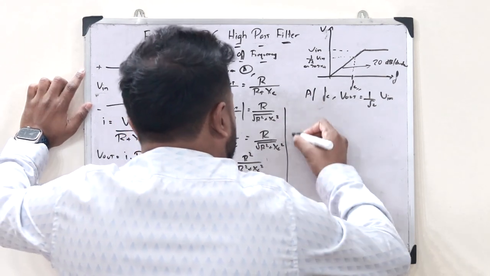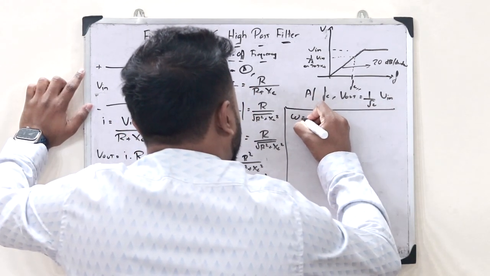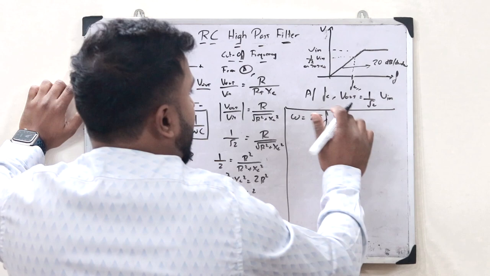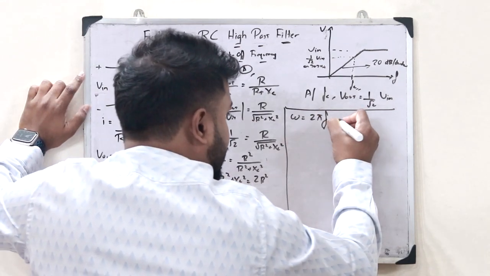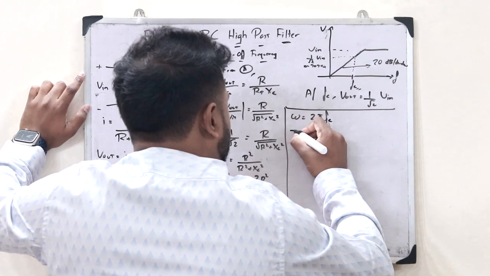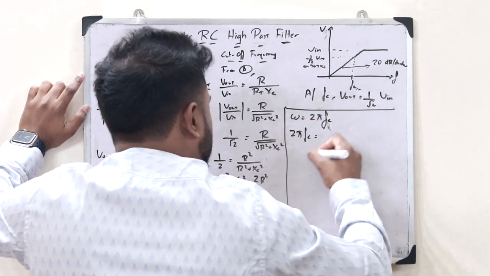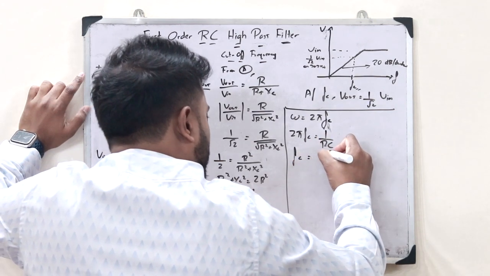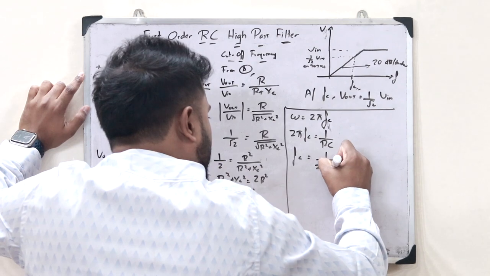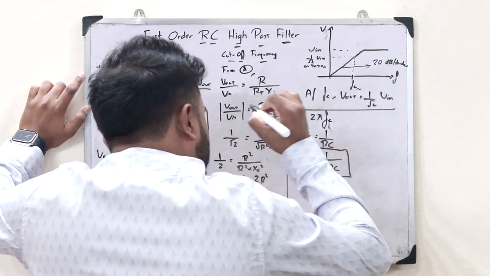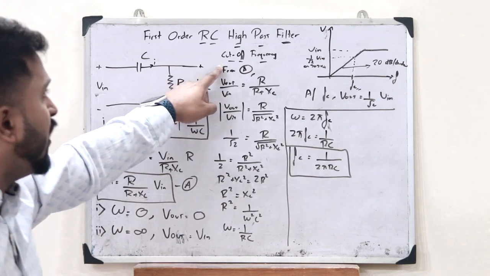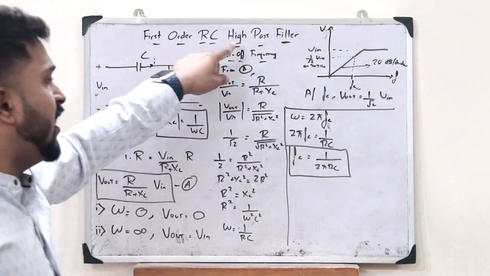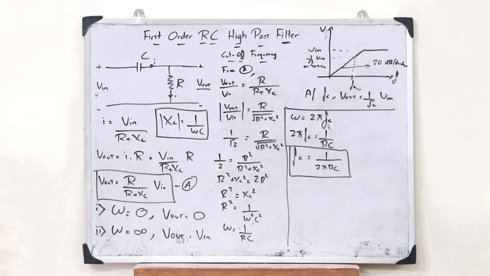But we know that the value of omega is nothing but 2 pi f, where this particular f is the cutoff frequency fc. So we could write this as omega is equal to 2 pi fc. So here we have 2 pi fc is equal to 1 by RC. And therefore, fc is equal to 1 divided by 2 pi RC. This is simply the value of the cutoff frequency of a particular first order RC high-pass filter. As simple as that, guys.